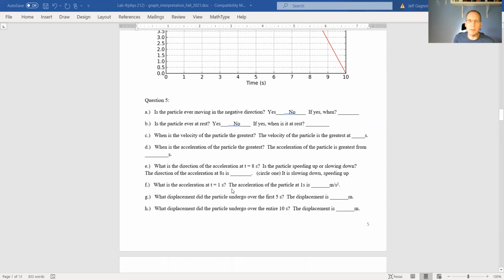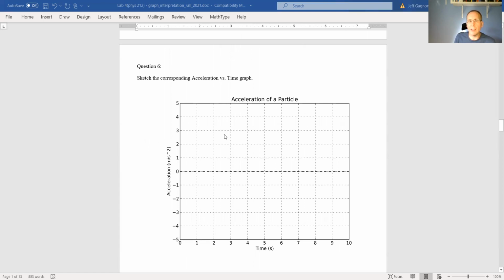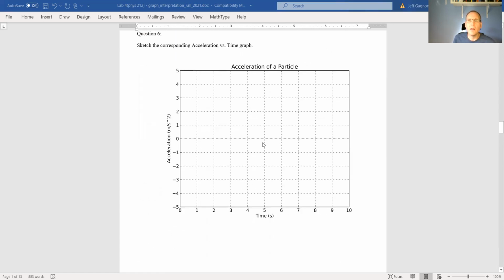So answer the questions about that velocity graph, and then draw the corresponding acceleration versus time graph, which is really just the slopes of the velocity versus time graph. Okay, so if you're in physics 206, that's all you have to do, just do question 6. If you're in physics 207, there's a few more questions.